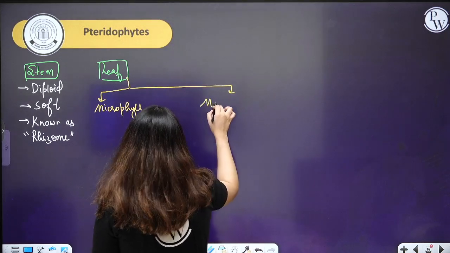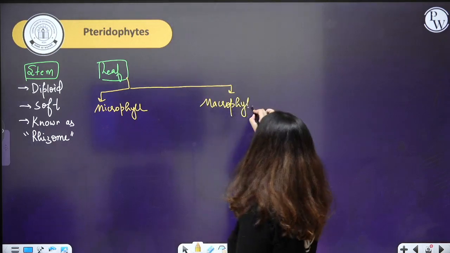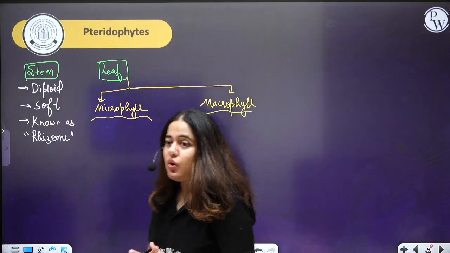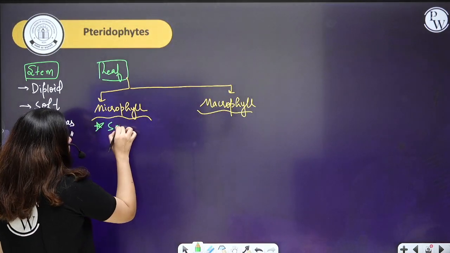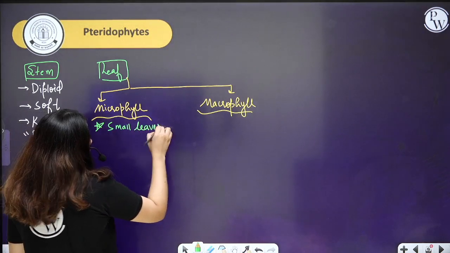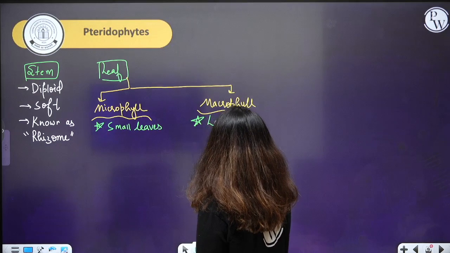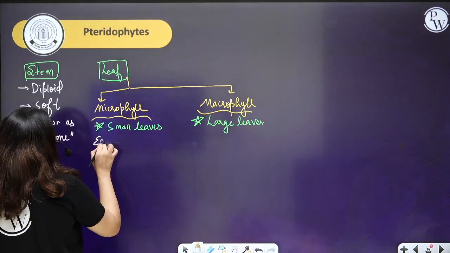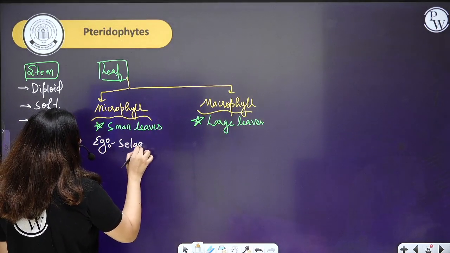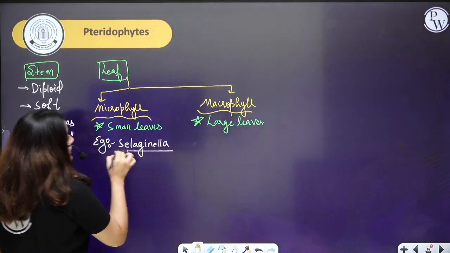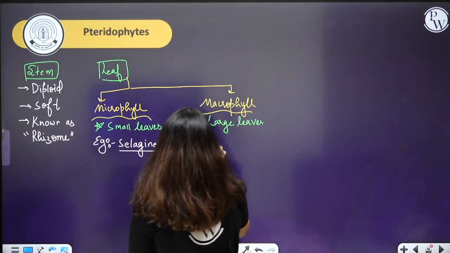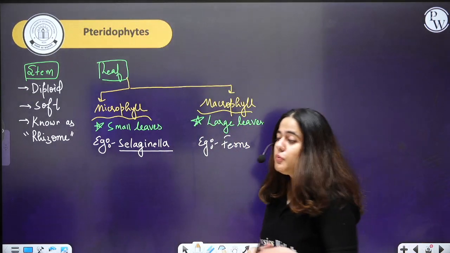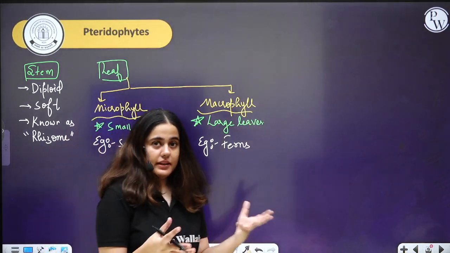Microphyll, macrophyll. As the name indicates, micro means small and macro means large. Right? Microphyll means small leaves. Macro means large leaf. So microphyll is seen in Selaginella. I will show you the diagram or picture of all the plants, don't worry. Selaginella, and macrophyll example are ferns. Ferns are generally, you put it at your home for ornamental purposes.